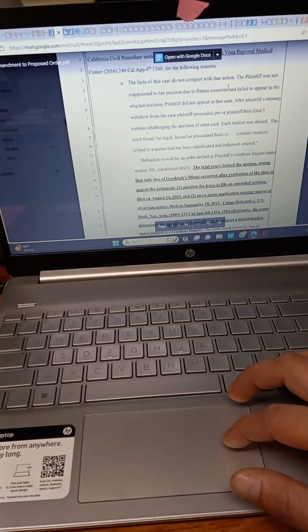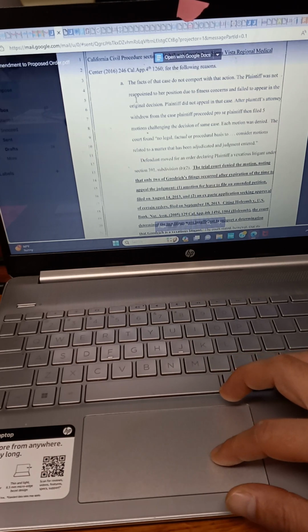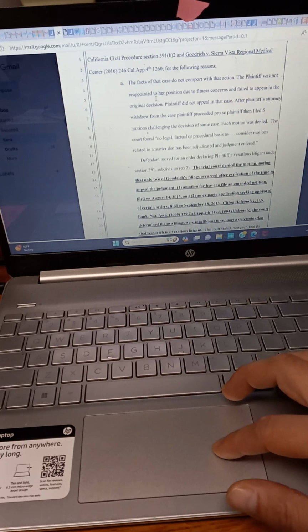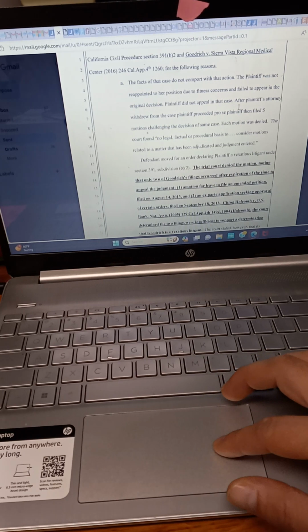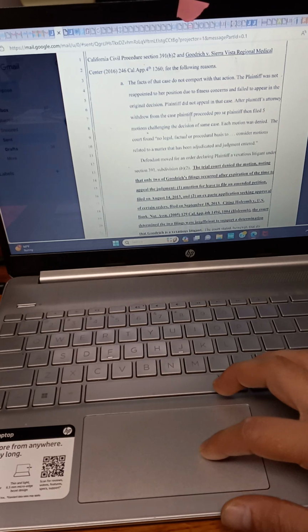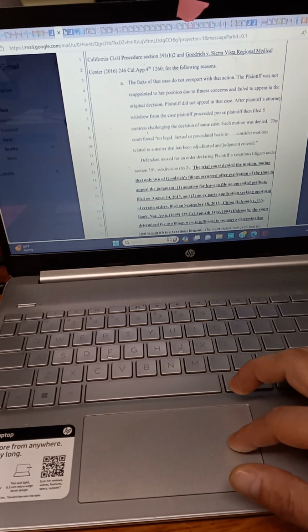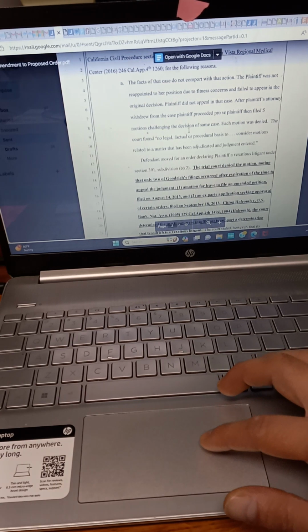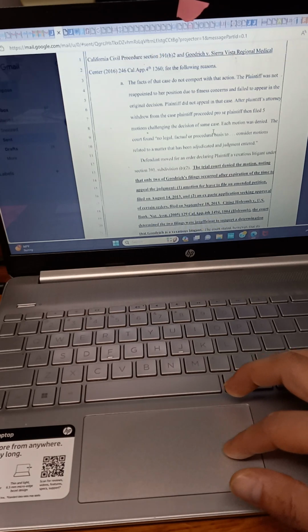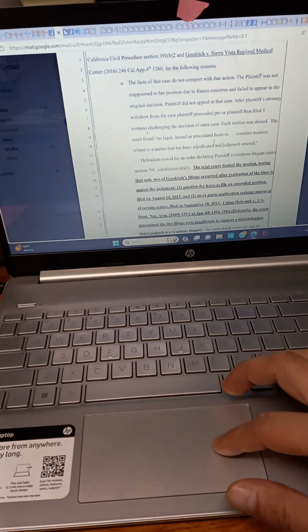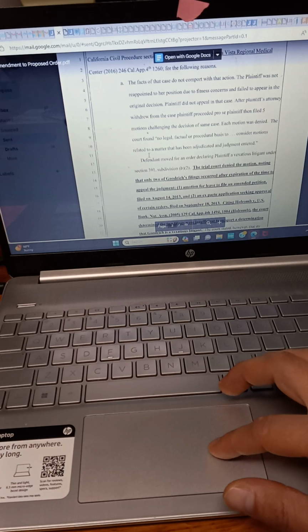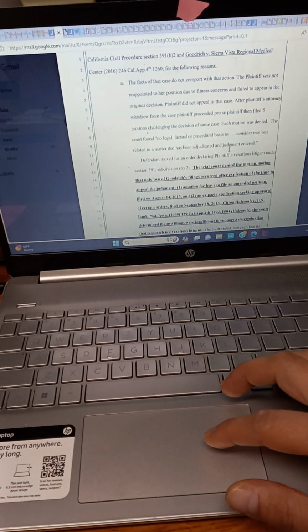The plaintiff was not reappointed to her position due to fitness concerns and failed to appear in the original decision. Plaintiff did not appeal in that case. After plaintiff's attorney withdrew from the case, plaintiff proceeded pro se. Plaintiff then filed 5 motions challenging the decision of the same case. Each motion was denied. The court found no legal, factual, or procedural basis to consider motions related to a matter that had been adjudicated and judgment entered.